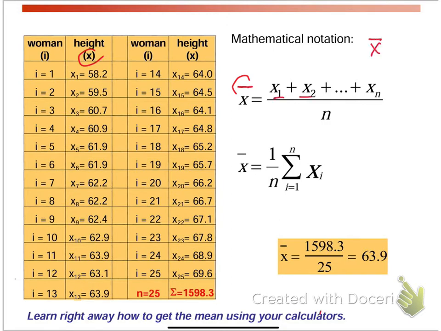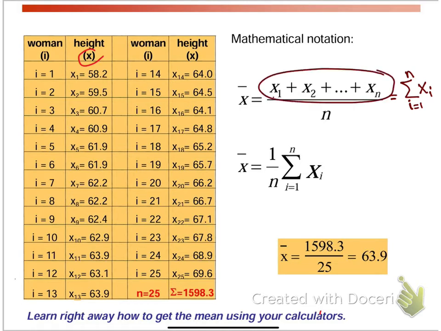Here x1 plus x2 plus x3 up to xn. So we can call it, okay, let us just clear this one and write it here. So it will be equal to the sum of xi. So what is i? Is it n or not? It starts from i equals 1 up to i equals n. So this is the sum.